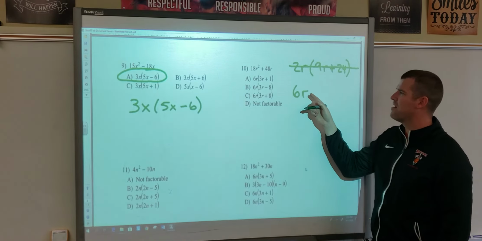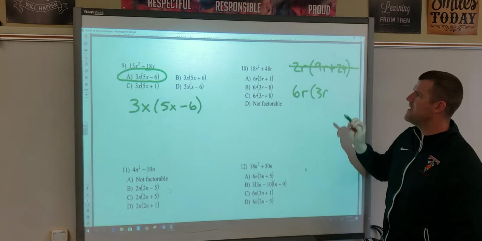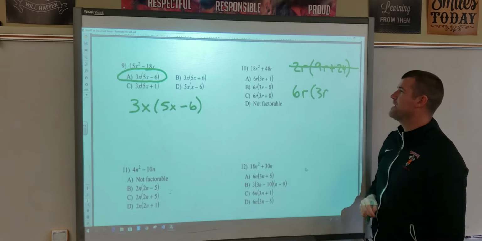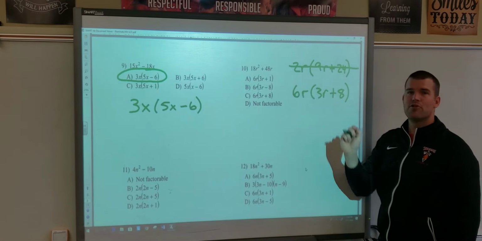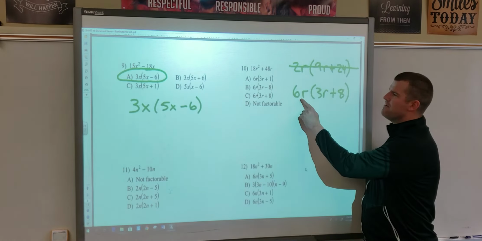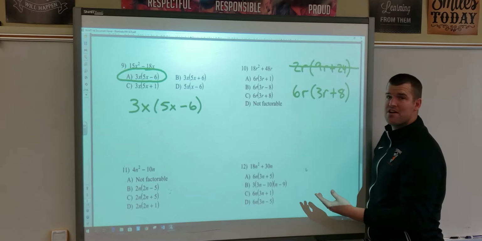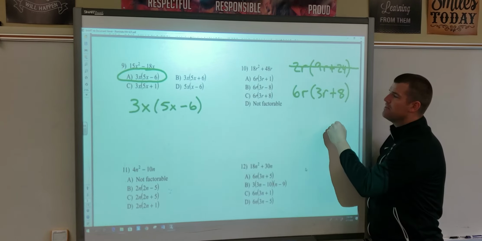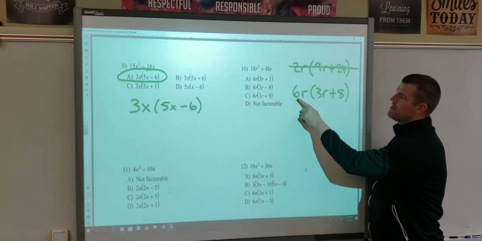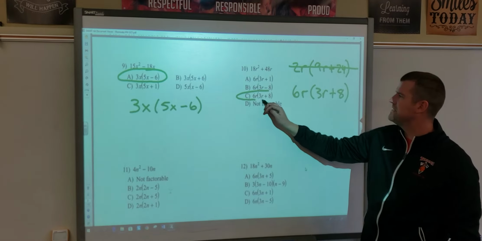But if I take out 6r, and I redo the problem, 6r times 3r will give me the 18r squared, and then 6r times 8 will give me back the 48r. So 6r was actually our GCF. Although the 2r multiplied back to this, we didn't take out our biggest common factor, our greatest common factor. But now when I look at my parentheses, the 3r and the 8, there is no common factor for those. So I have taken out the GCF, which is good. That's what we want. So my GCF was actually 6r, and then our remaining binomial was 3r plus 8.